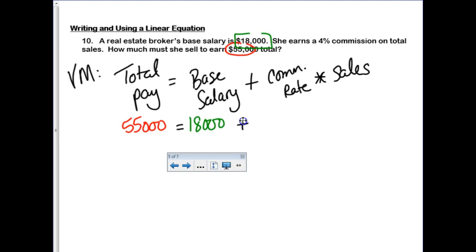The commission rate, now be careful here, it is 4%, but we don't write that in an equation. We have to convert that to a decimal by dividing it by 100. So we're going to get that as 0.04. The thing I don't know is how much she sold, so that's going to be a variable. I'm just going to call it X.